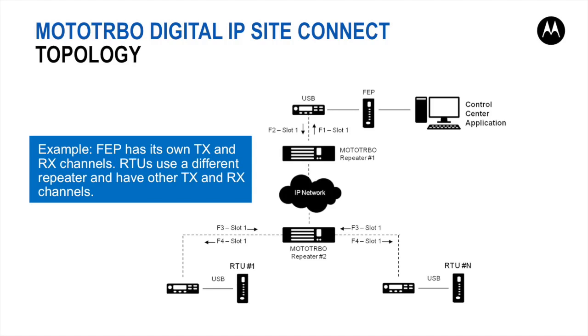On the repeater RX channel, the repeater transmits the data over IP to repeater 1, which transmits the data over the air on its TX channel, which is the FEP RX channel. And again, the FEP is polled by the control center application. Here, the FEP again can poll the RTU exactly the same method as the RTU, just the other way around.